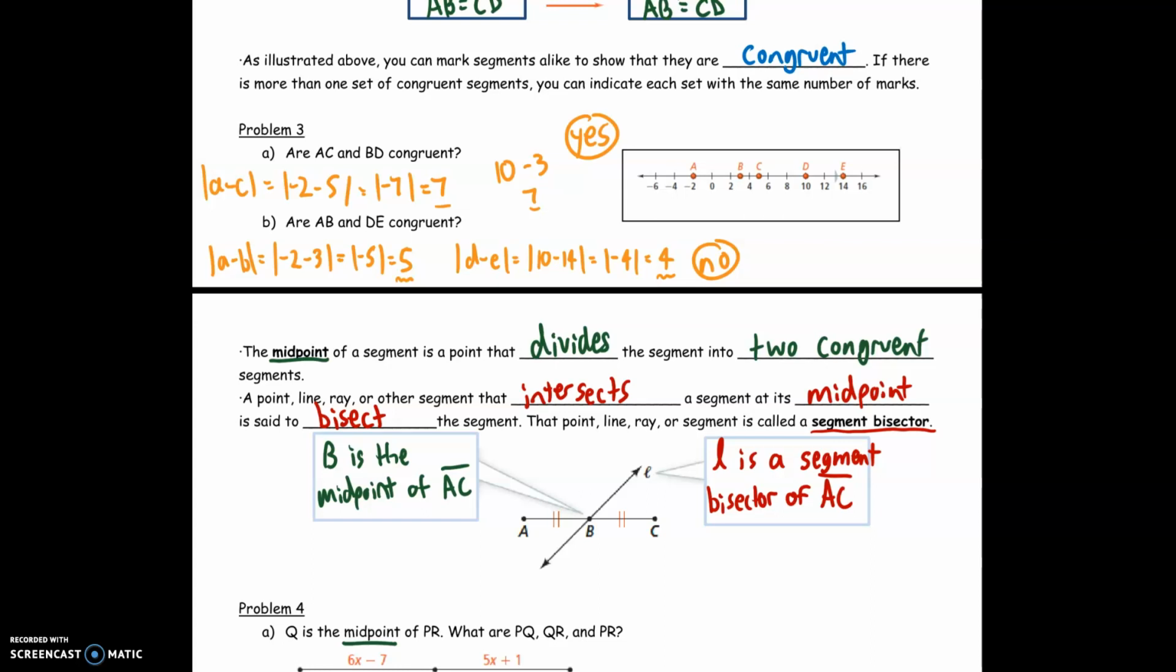Next, we have the difference between a midpoint and a segment bisector. Again, you want to read through the definitions for both of those, but essentially the midpoint refers to just that point in the center which divides a segment into two equal parts.